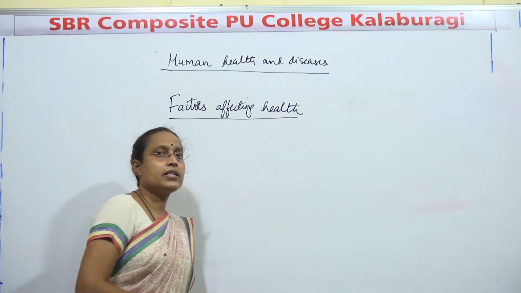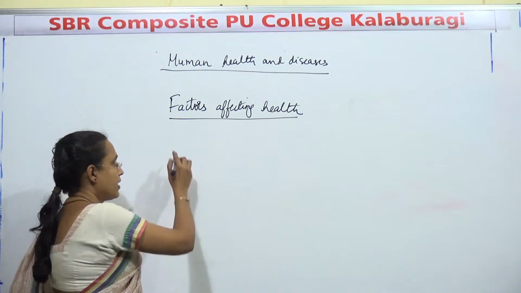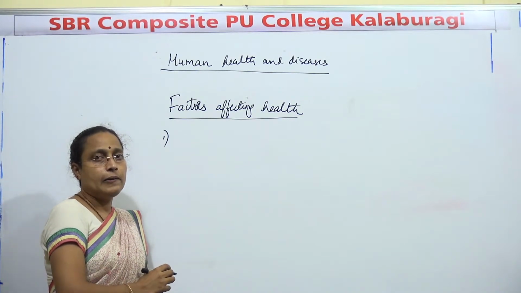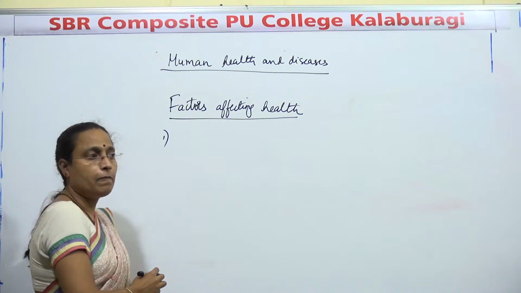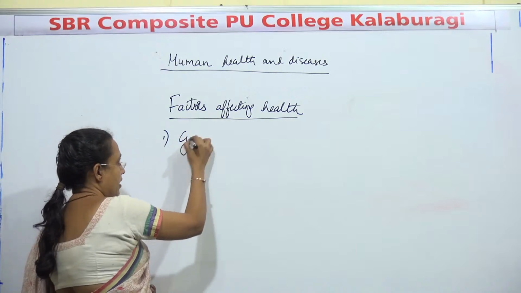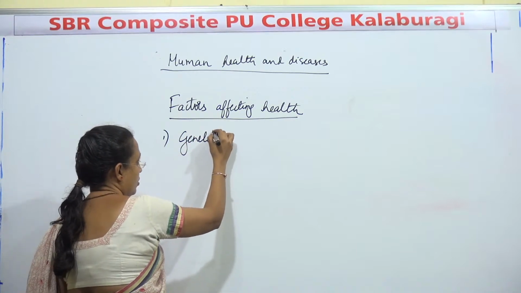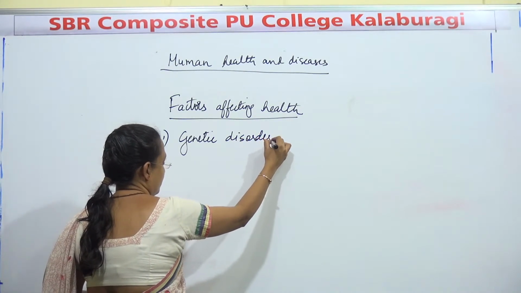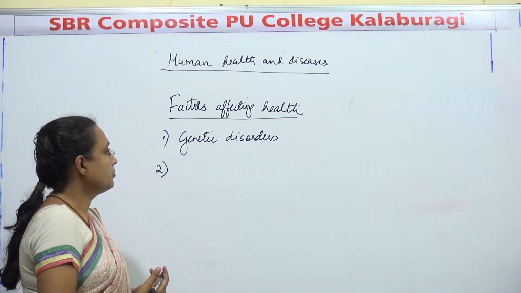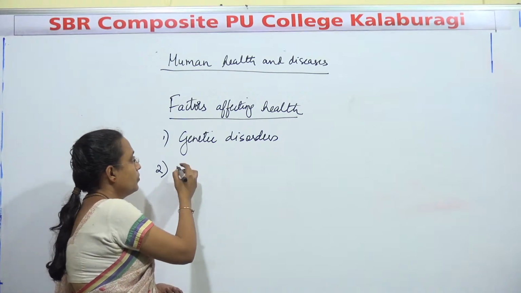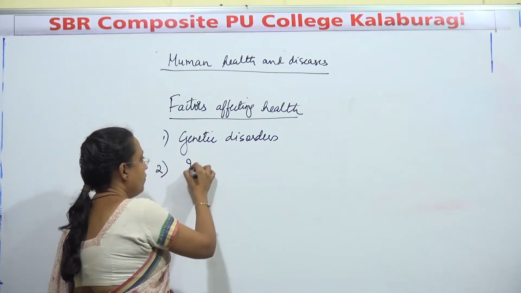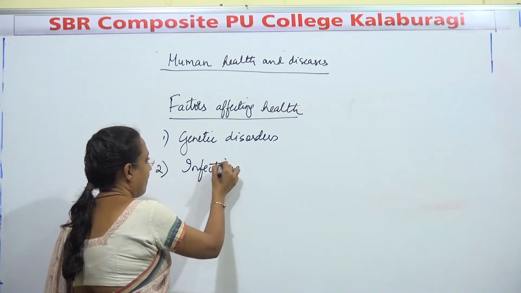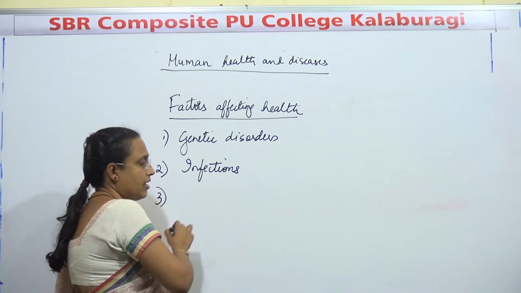What are the factors by which health is affected? The first factor is what is called the genetic factors, like genetic disorders. Then second is infections. The third is lifestyle.